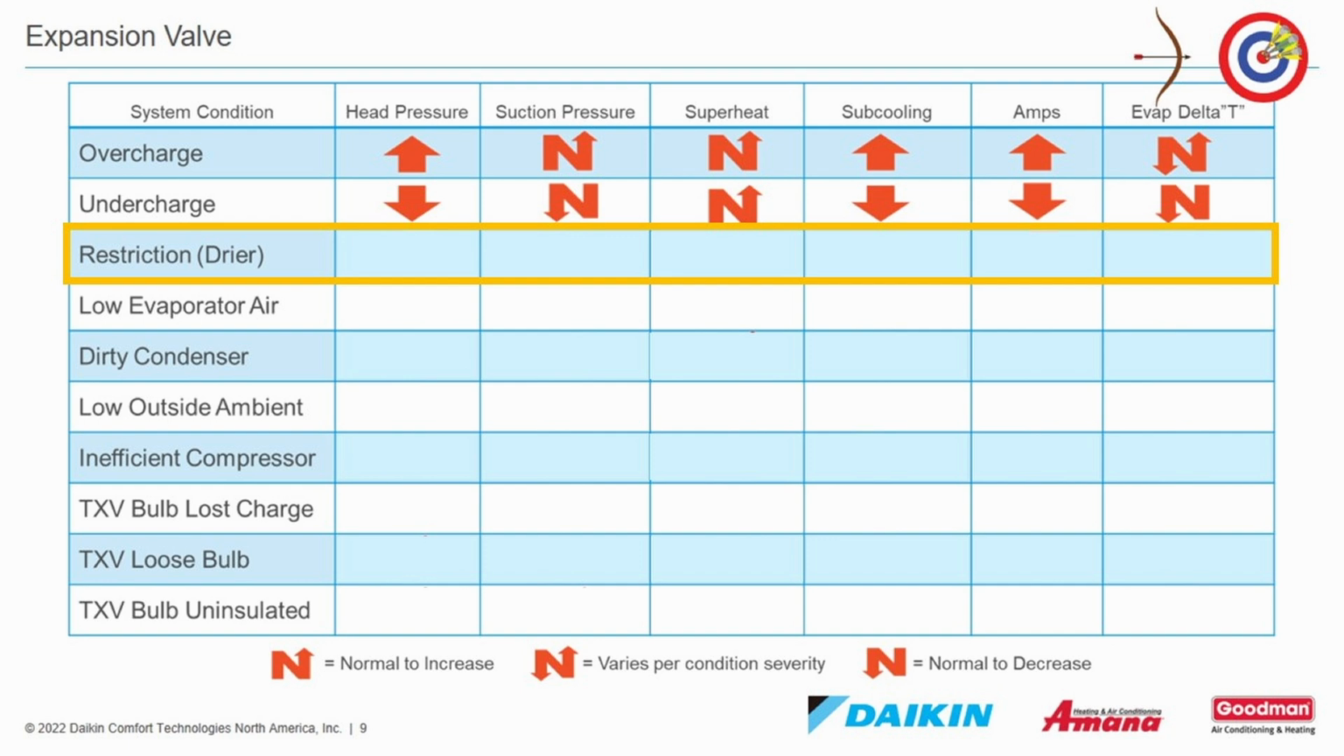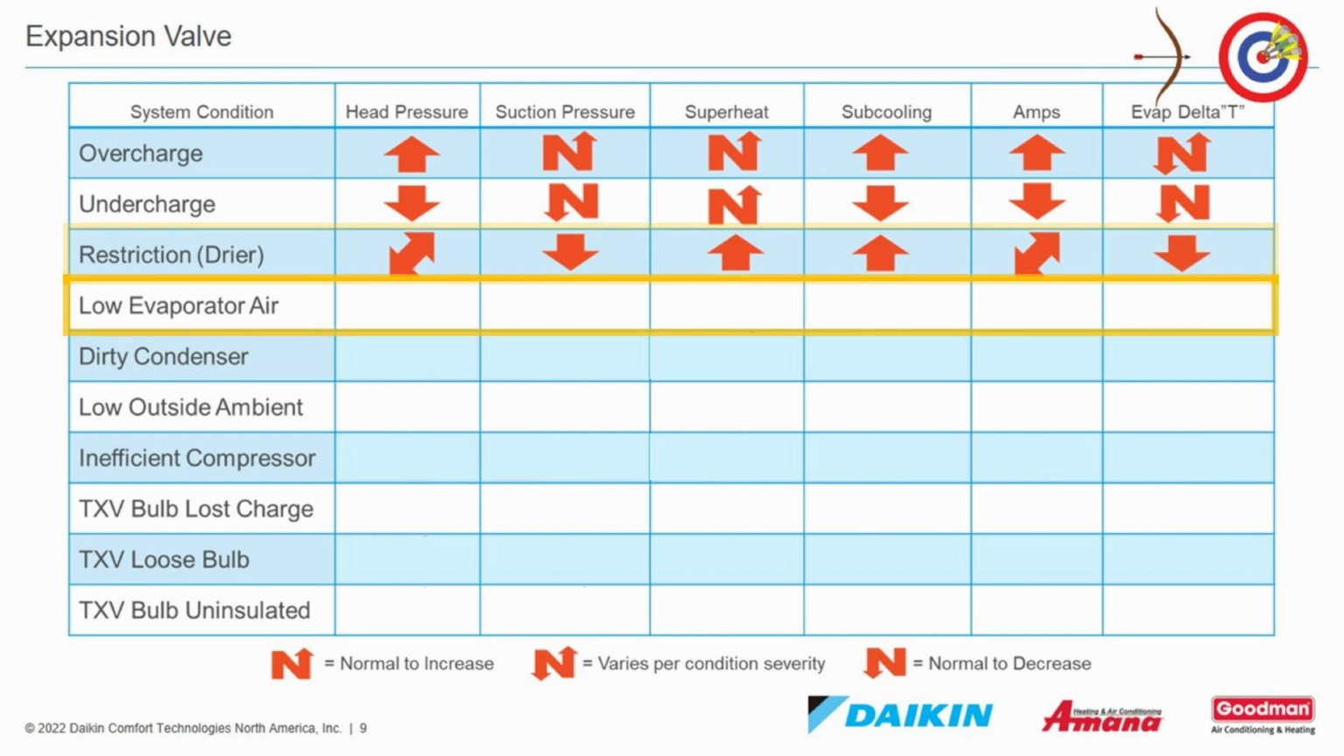With a refrigerant system restriction, head pressure could be low or high, depending on the location of the restriction. Low suction pressure, high superheat, high subcooling, high or low amp draw, and a low evaporator delta T. In the case of low evaporator airflow, low head pressure, normal to low suction pressure, normal to low superheat, high subcooling, low amp draw, and a high evaporator delta T.